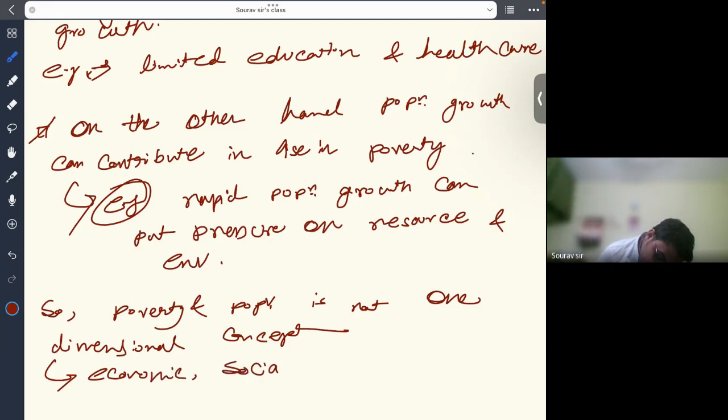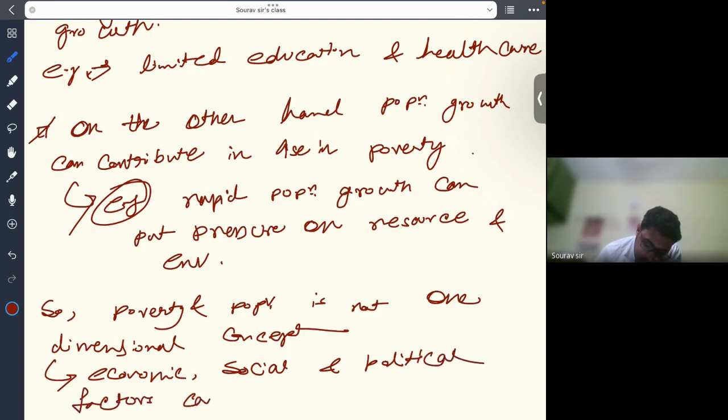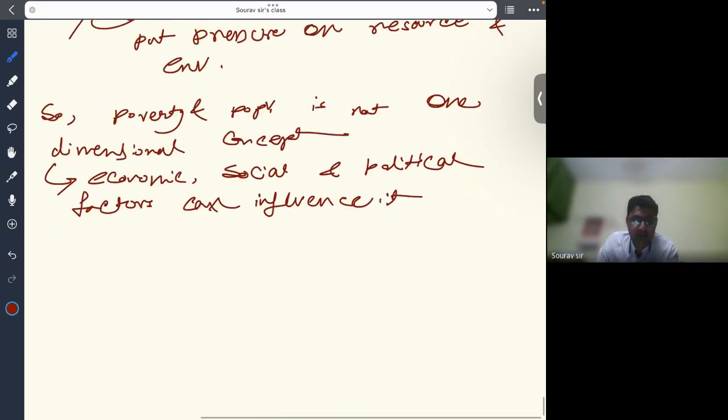Economic, social, and political factors can influence it, obviously. So, in order to address poverty and population growth in India, a multifaceted approach is needed. This could include policies that address poverty directly, such as providing access to education, healthcare, and employment opportunities, as well as policies that address population growth, such as family planning programs and investment in infrastructure and resource management.